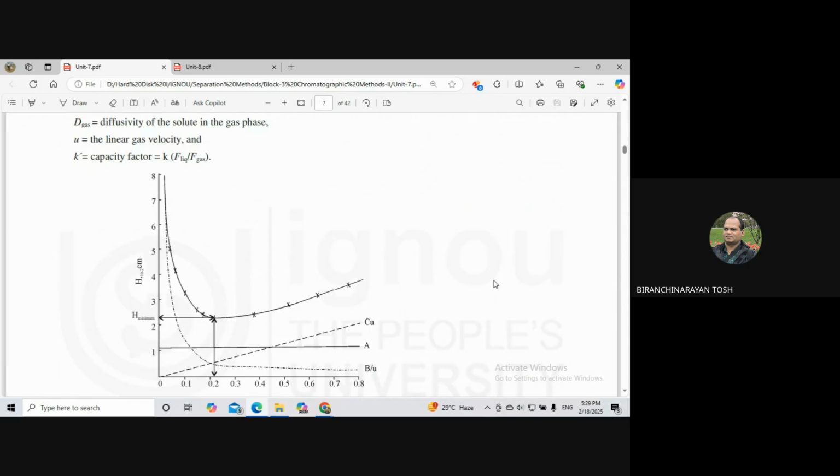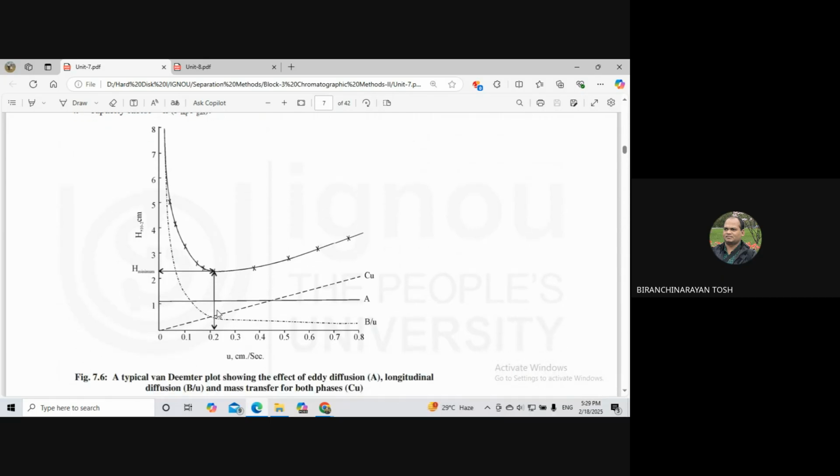With minimum h, this minimum is that flow rate, that is u will be optimum. That's this one, the minimum of h at which the column is operating most efficiently. So the expanded version of this Van Deemter equation, the theory which was developed by Van Deemter.